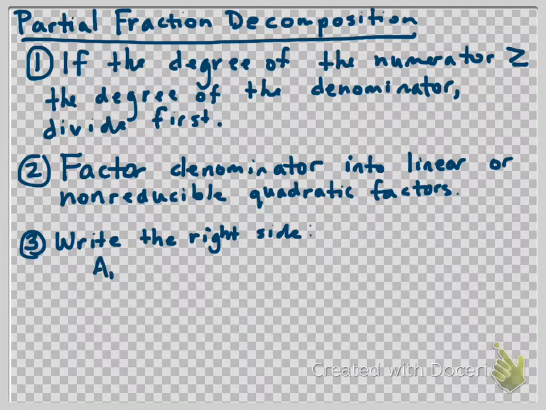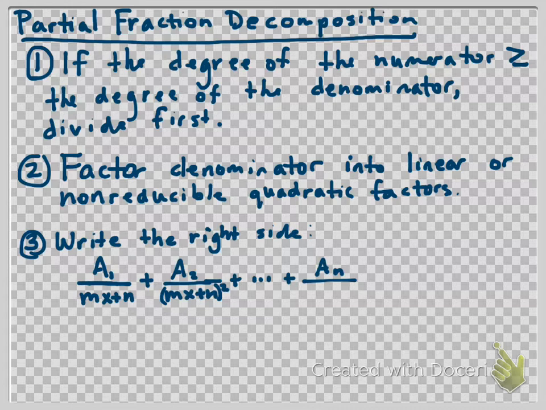All right, so capital A sub 1 is your numerator, and we do use capital letters for the numerators in this system. All right, over mx plus n, plus A sub 2 over mx plus n, the quantity squared, plus dot dot dot plus A sub n over, oh, we can't use n because we've got n in the denominator. Sorry about that. A sub u is what they're using in this book, so we'll go with that. Over mx plus n, the quantity, to the u power.